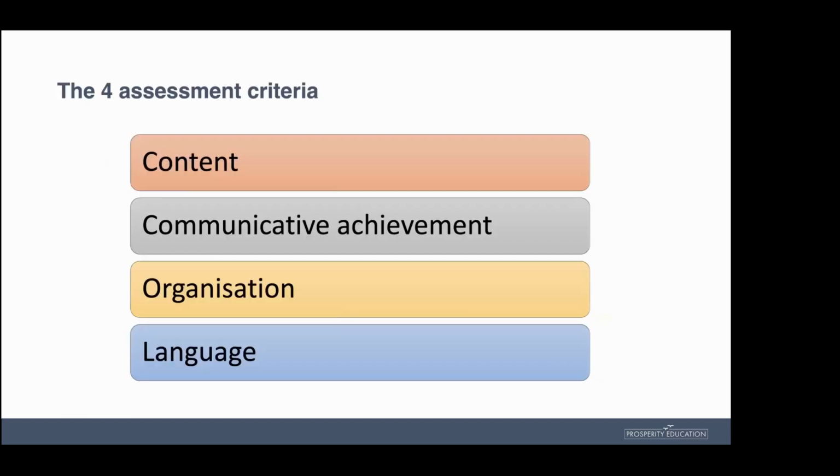So that brings us on to the 4 assessment criteria. So content, communicative achievement, organisation and language. Now there is some overlap between these, and examiners quite often will sit and debate whether a particular feature in a piece of writing is, for example, organisation with the use of a relative clause, or language. But of course each one is weighted equally. They're all just as important as each other. So we're going to start looking at each one individually.